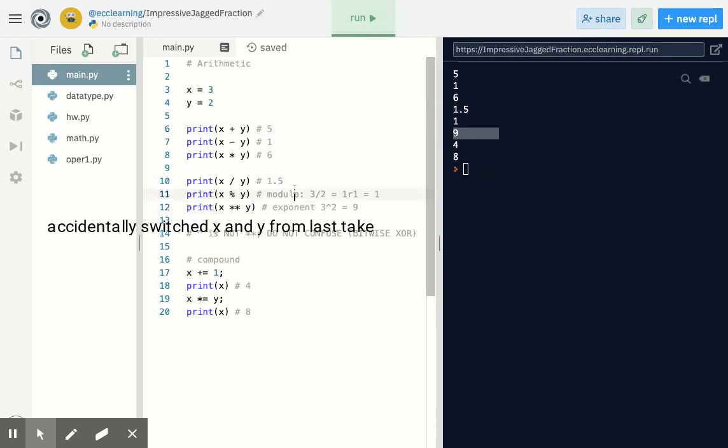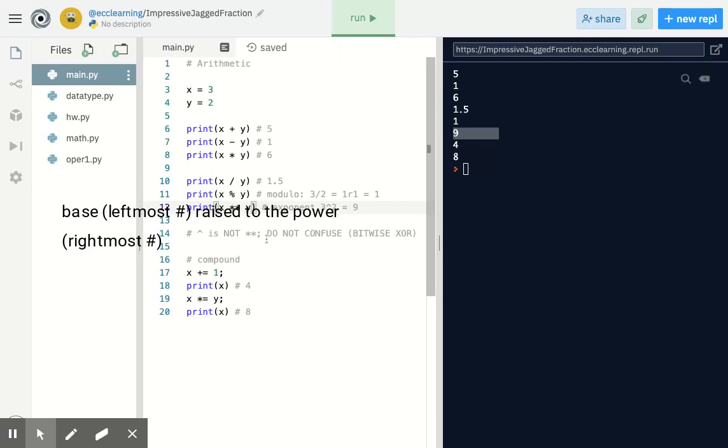Earlier I ran y raised to x. Yeah, this is what's supposed to be. As you can see, that is not supposed to be commutative. So it's always x raised to the y.